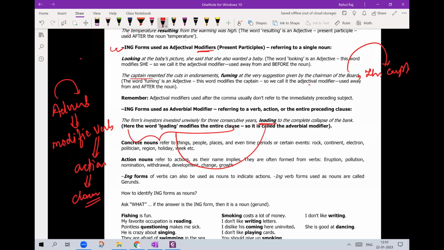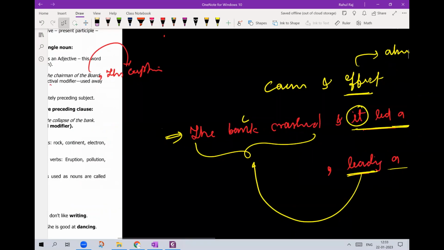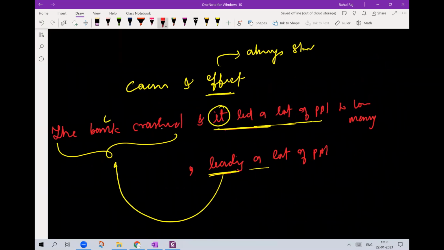It was an unwise investment done by an investor that led to the collapse of the bank. It is not the investor that led to the collapse of the bank. It was a crash in the bank that led a lot of people to lose money. It was not a bank. You can't say it led a lot of people to lose money. It goes back to a crash. The bank didn't lead people to lose money at all. I hope it made some sense.